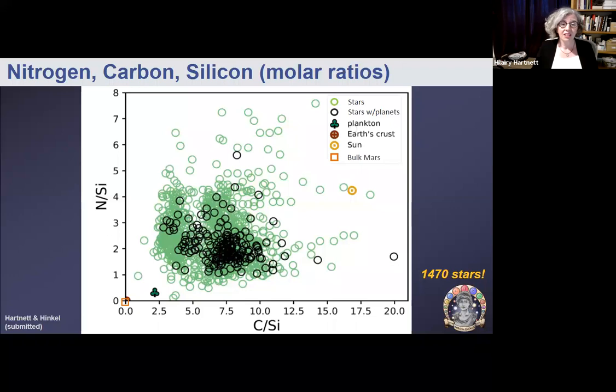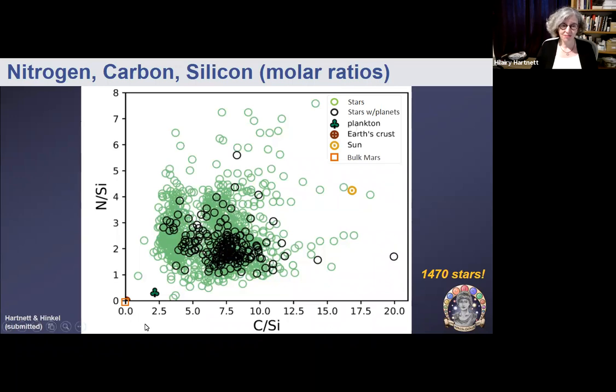And this is plotted in a way that's not familiar to most astronomers because they use a solar normalized frame of reference. These molar ratios show us that our sun is somewhat outside of the bulk of the stars in the Hypatia catalog. Plankton are down here with less carbon and less nitrogen than the stars, and the Earth and Mars are very close to the origin. The ratios are small because these planets actually have a lot of silicon, which makes sense. They're rocky.